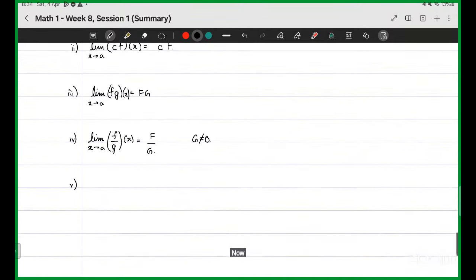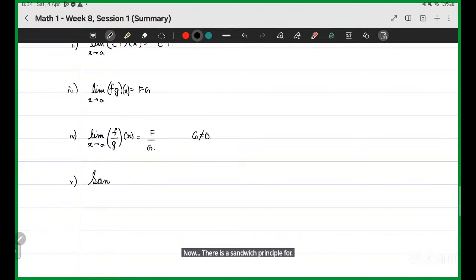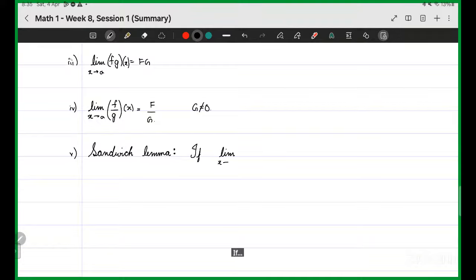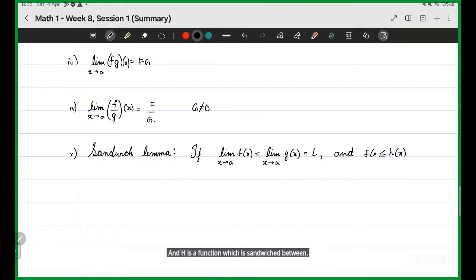Now, there is a sandwich principle, a sandwich lemma, for limits as well. For limits of sequences, we have already seen this. It is there for functions also. If the limit as x goes to a of f of x is equal to the limit as x goes to a of g of x, equal to, let's say, L, and h is a function which is sandwiched between f and g, then the limit of h also exists and is equal to the same L.